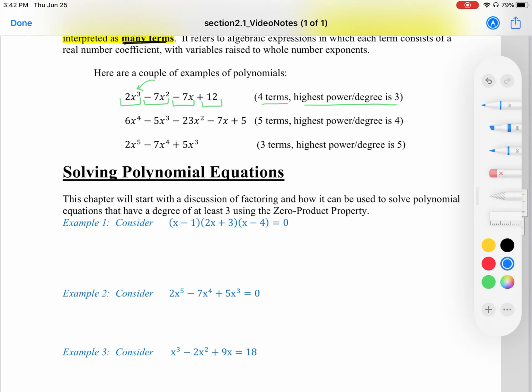The next one, we see we have a term made up of 6x to the fourth power, negative 5x cubed, negative 23x squared, negative 7x, and positive 5. Here we have 5 terms. And the highest exponent is 4, therefore the degree of our polynomial is 4.